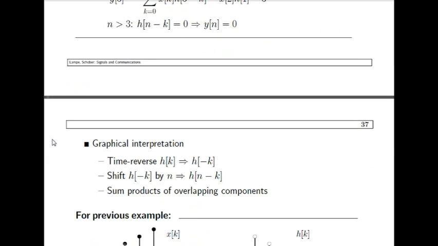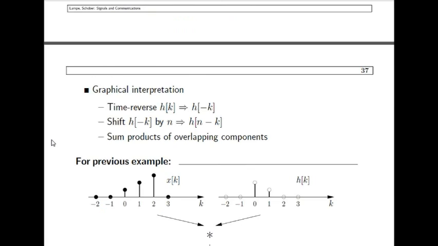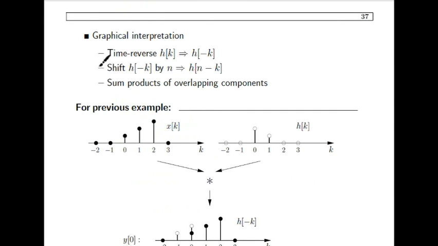So let's see the graphical interpretation of how to use the convolution sum. Okay, plot both x[k] and h[k], and time reverse the function h[k]. So this was the function h[k] earlier. First you need to time reverse it and convert it into h[minus k], and then shift h[minus k] by n. Okay, so if I shift h[minus k] by n, then it will delay the function.